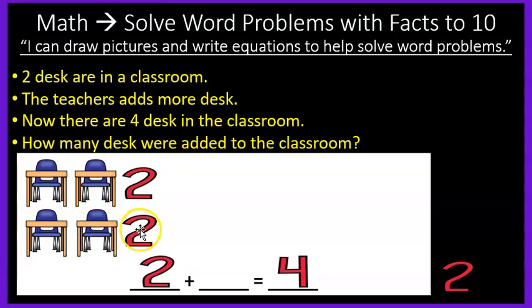Since 2 is here, what number goes here now? 2. Good job. And look at that, boys and girls. We are done now with our addition equation, okay? 2 plus 2 equals 4. And that's how we do our math lesson for this week. Let's read our I can statement again.